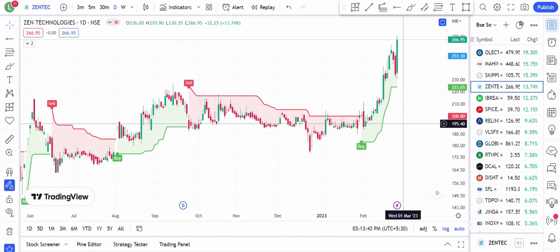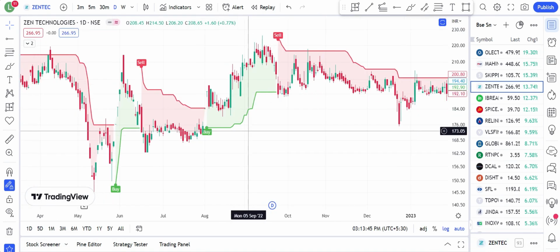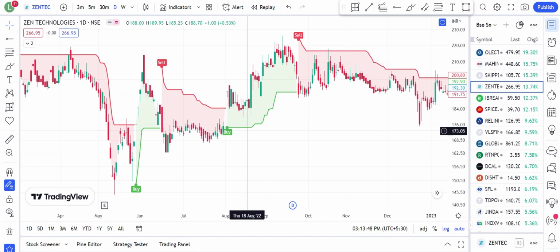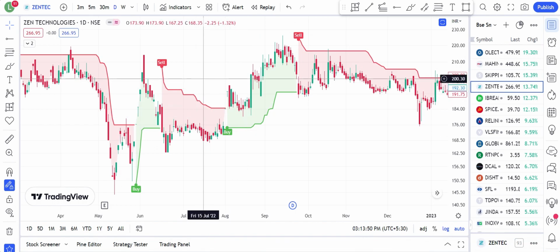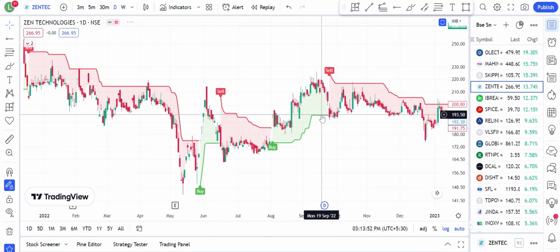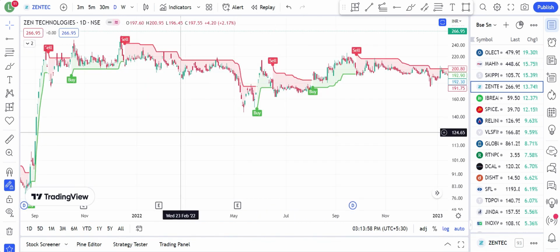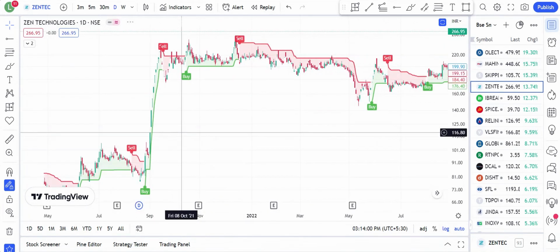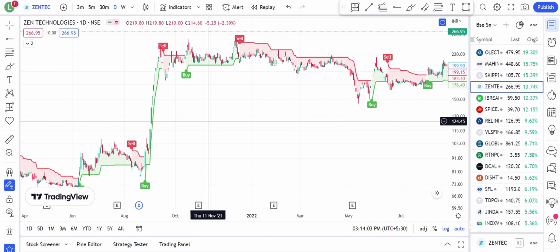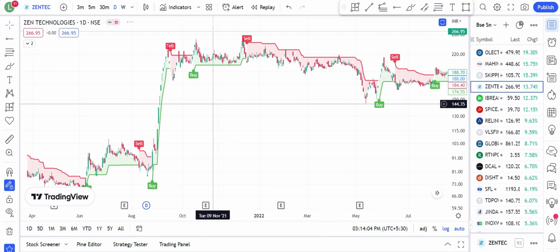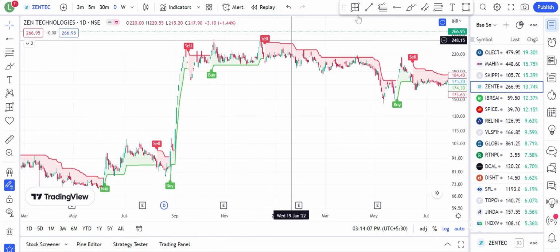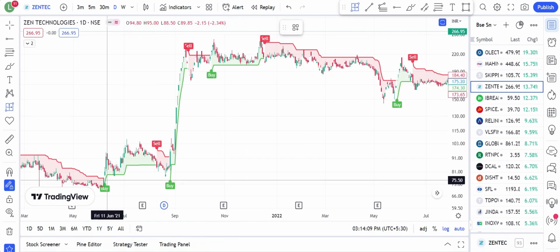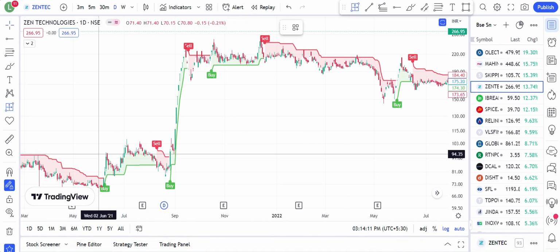Let's see some other cases as well. We will be only going for buys. If you want to go for the selling side as well, you will be researching or diving into FNO stocks. I have not included FNO stocks. It is simple small cap stocks. Now you see here, the losing trades.